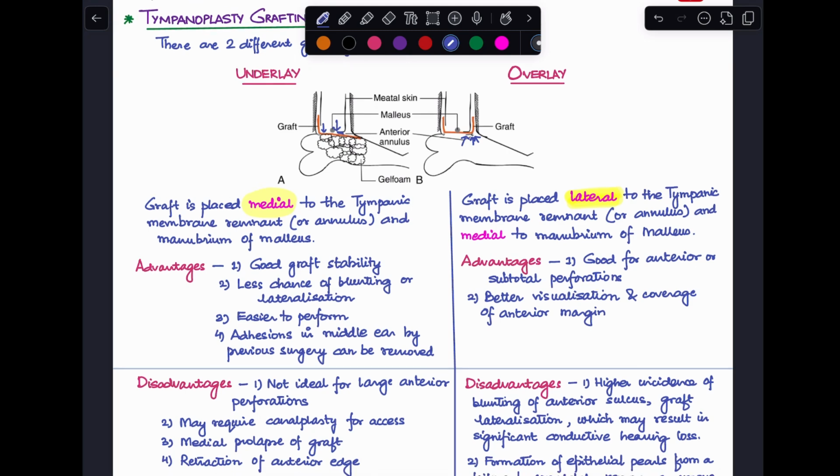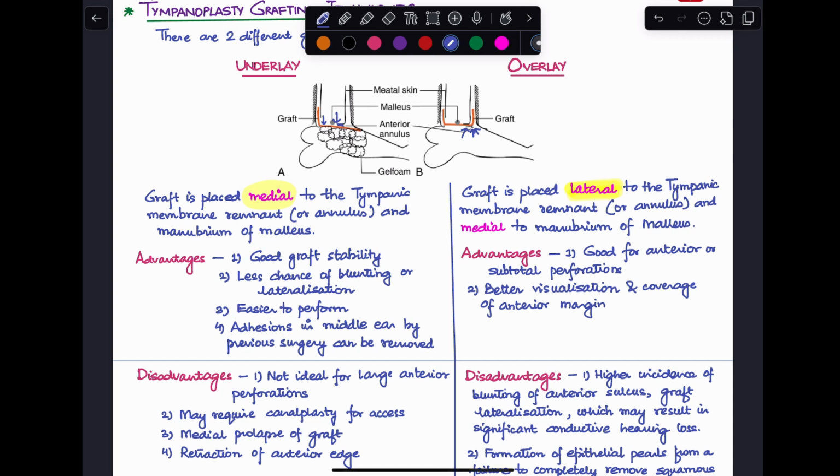However, this also comes with its own disadvantages, like underlay is not ideal for large anterior perforations. You may need to do a canaloplasty for improved access. There can be a medial prolapse of the graft, and there can also be a retraction of the anterior edge of the membrane. So these are the advantages and disadvantages of the underlay technique of tympanoplasty.